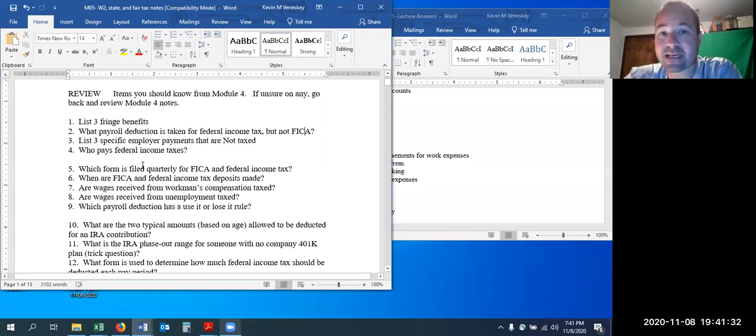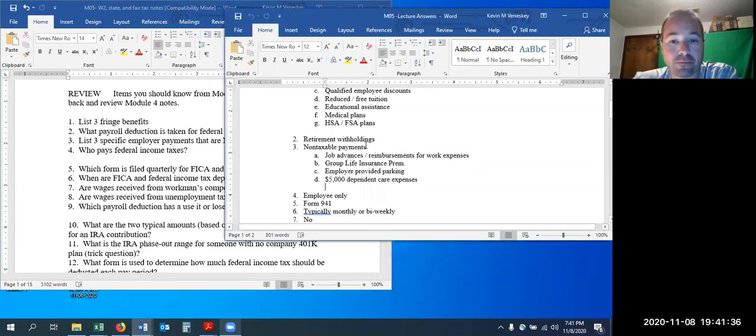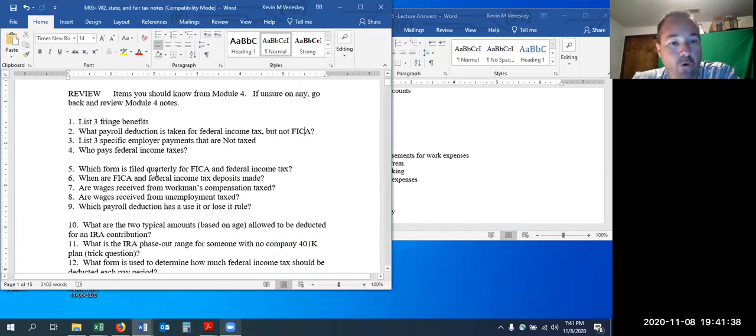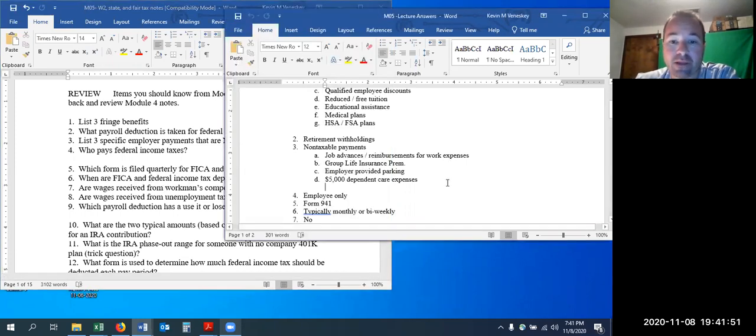Who pays federal income taxes? Remember, that is just the employee, not the employer. Which form is filed quarterly for the FICA and federal income tax? That would be Form 941. When are the FICA and federal income tax deposits made? Remember, that's either going to be monthly or biweekly.